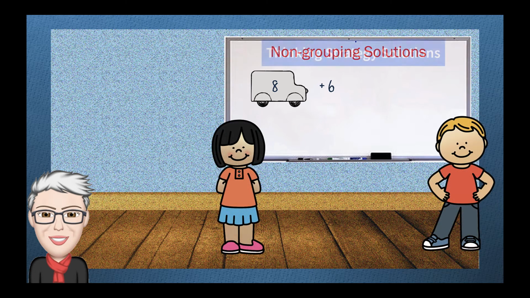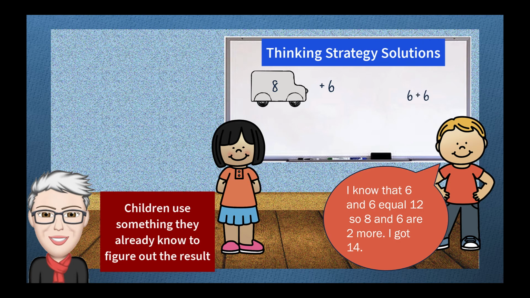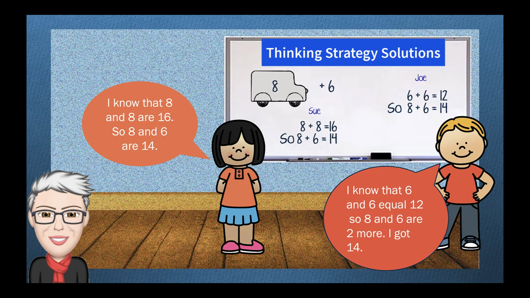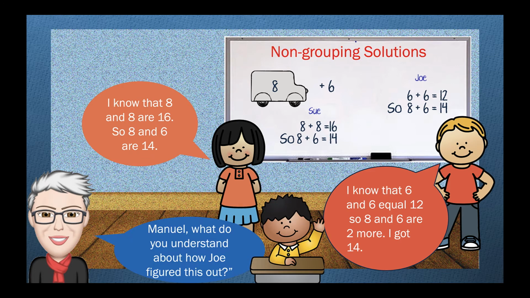The solutions given by Joe and Sue are thinking strategy solutions. In each case, the child used something he or she already knew to figure out the result. These involve higher level reasoning, and as such, the teacher will devote discussion time to these solutions, ensuring that they are elaborated so others understand. For example, the teacher might ask, "Who knows what Joe is talking about?" "Manuel, do you understand how Joe figured it out?" We also encourage teachers to use numerical notation to record these thinking strategy solutions. They are easily notated by using number sentences, as shown here.